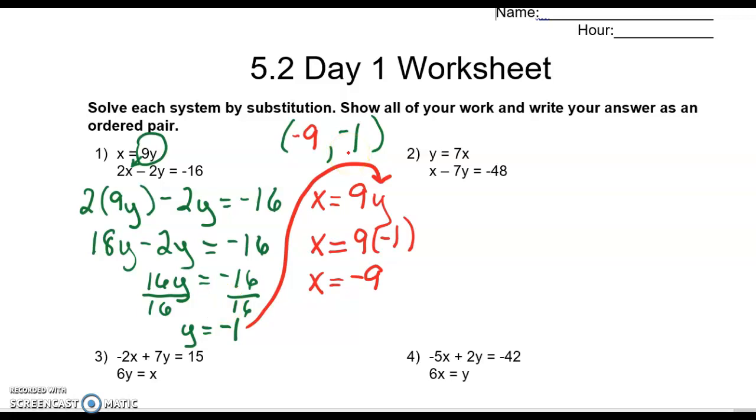So each one of these problems is going to be slightly different. Your goal is to figure out what the value for x is and what the value of y is so that you have a solution to the system.